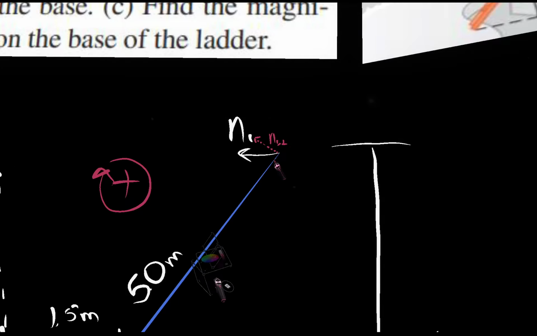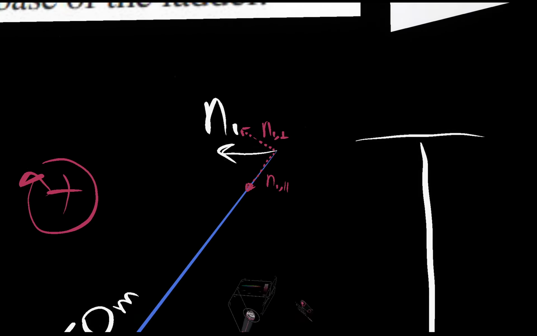And then there's this component, which is parallel. And this would be N sub 1 parallel, right? And the one that counts for torque is only this guy, right? So you can't just take the r vector, the distance from the axis of rotation, and multiply it by N1. That's not the torque. It would be this component.